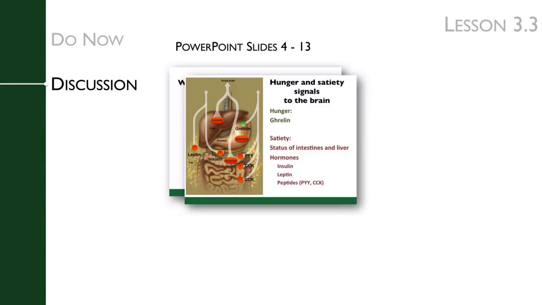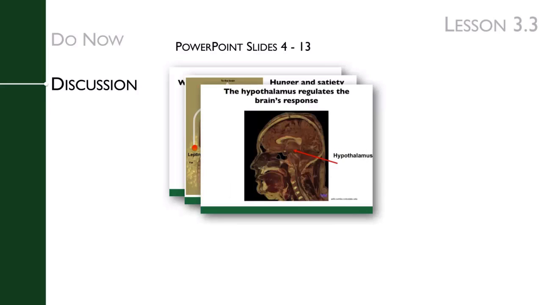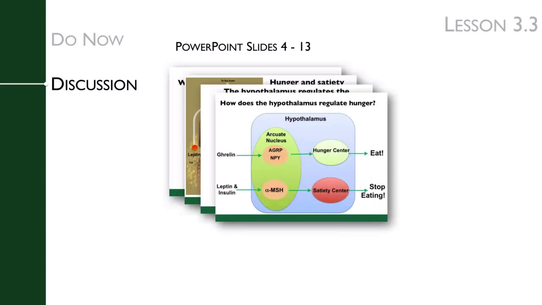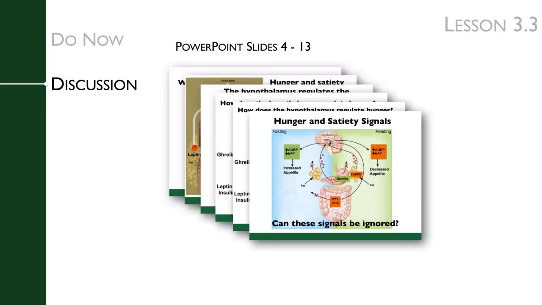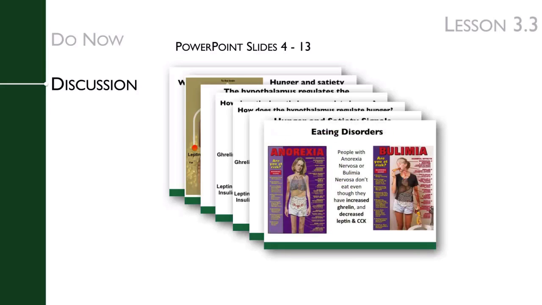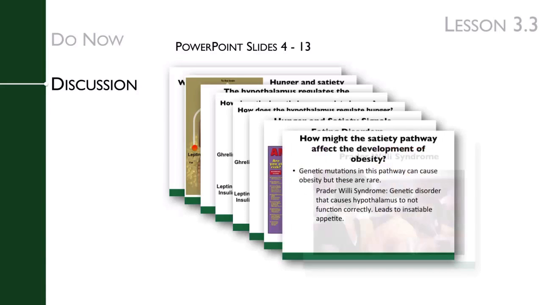The next series of slides discuss the hormones that are released from the digestive tract and adipose tissue that tell us to either start or stop eating. After learning about the hunger and satiety pathways, you will show your students some examples of disorders that can occur when these pathways are not functioning normally, including anorexia nervosa and bulimia nervosa and Prader-Willi syndrome.